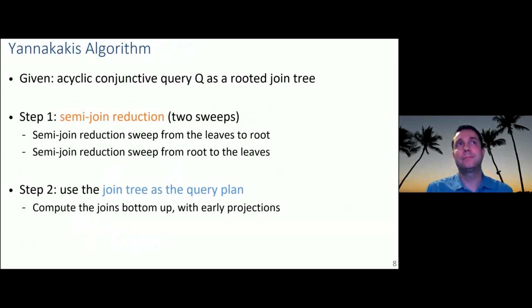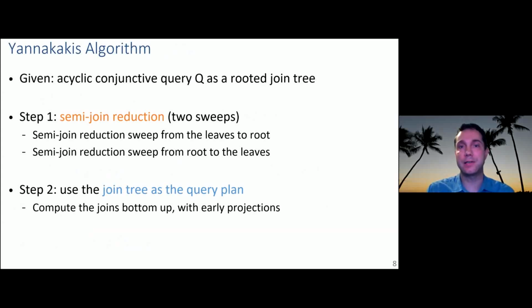How does it do that? I'll tell you a little more about acyclic versus cyclic conjunctive queries. For now, let's just assume these are the easier types of queries, but they're very common in practice. So given such an acyclic conjunctive query as a rooted join tree, this Yannakakis algorithm has two phases.